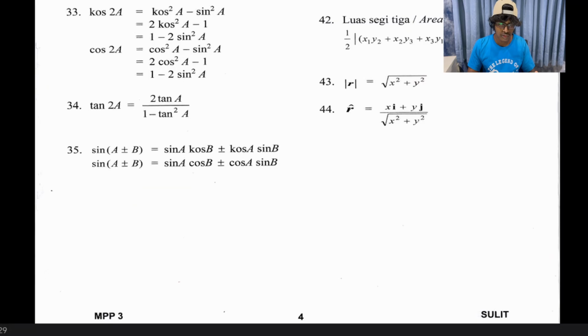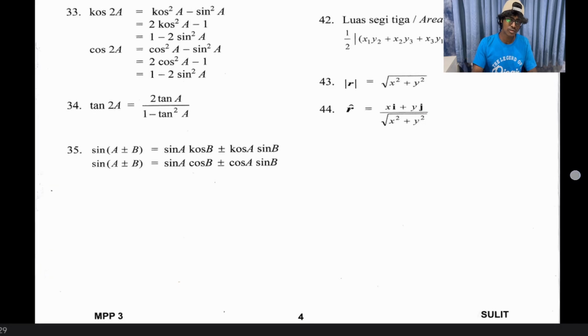Hello, today your boy is going to be teaching you how to do Addmaths. What we have right here is a Terengganu trial paper. So without further ado, let's get right into it. We're going to be doing Kertas 1 first.